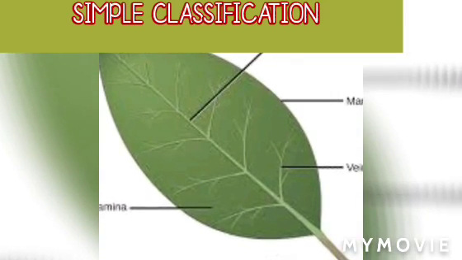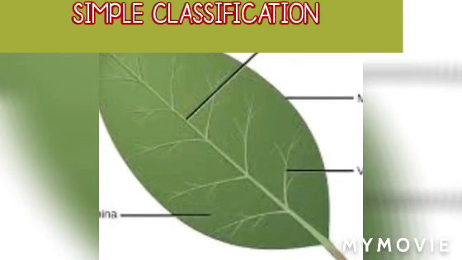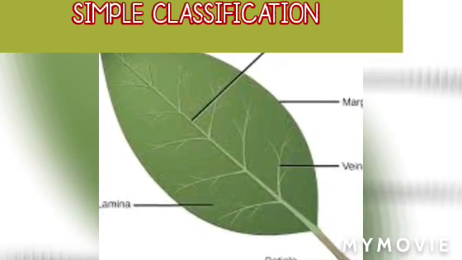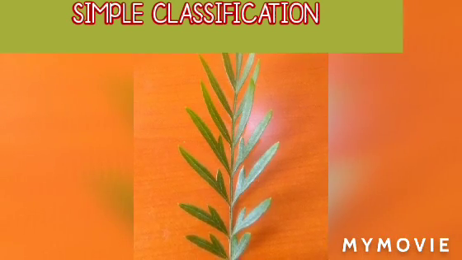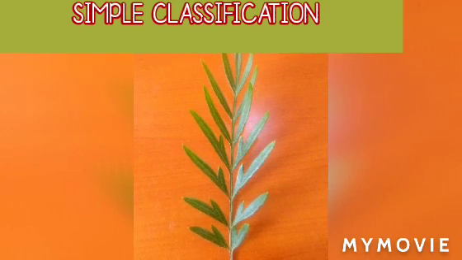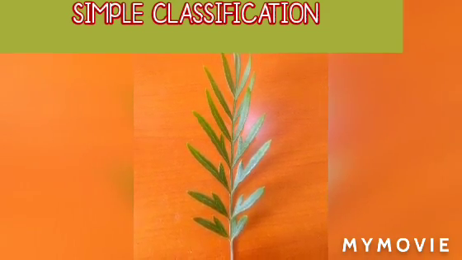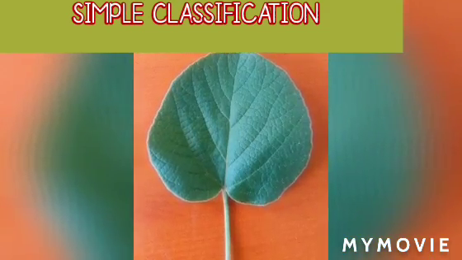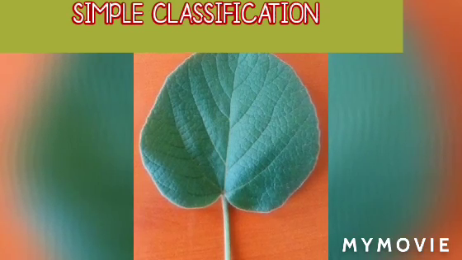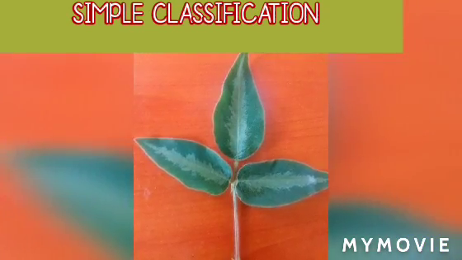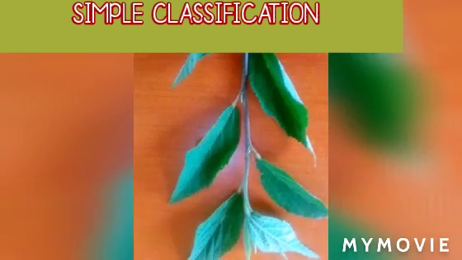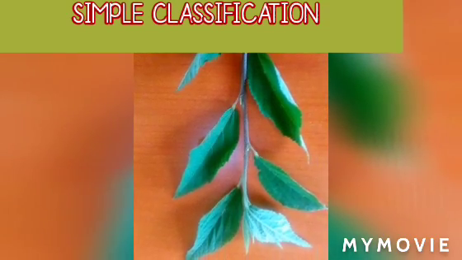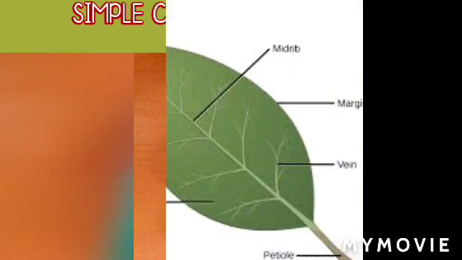External structure of a leaf. Leaves have two parts. We have the leaf blade. It is also called the lamina. It is generally broad and flat. It contains the prominent midrib at the center, which is the main vein, where smaller veins branch off.